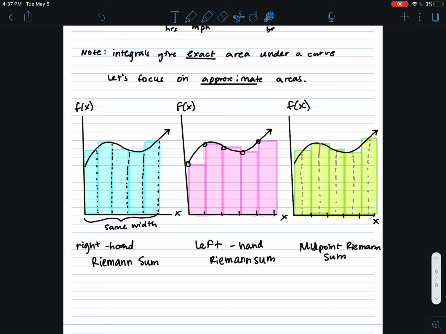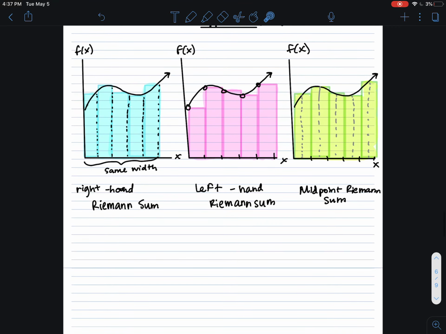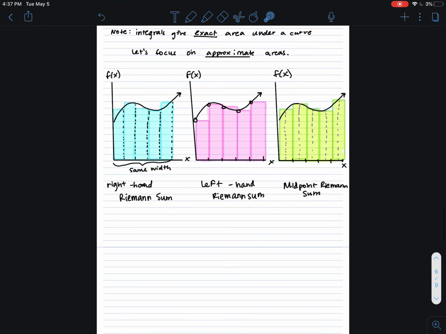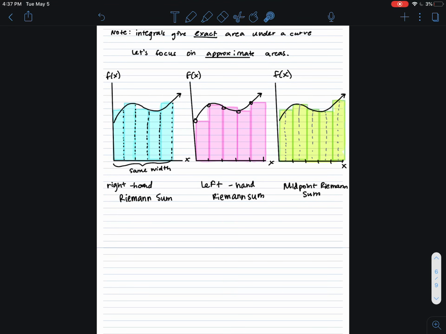So we have our right-hand Riemann sum, our left-hand Riemann sum, and our midpoint Riemann sum. And we're just adding up rectangles. And I want you guys to remember that they're the same width for each rectangle. Honestly, when I'm doing this in the real world, I like to use widths of 1 because it's really easy to calculate the area of a rectangle with width 1, because it's just the height times 1, which is just the height itself.